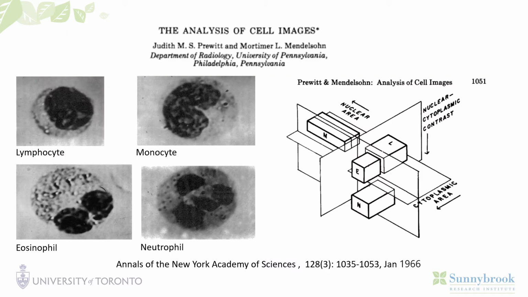So Pruitt was using this approach to determine the difference between lymphocytes, monocytes, neutrophils, and so on, using a few straightforward features such as the nuclear area, the cytoplasmic area, and the contrast between those, and then feeding this feature vector into a standard machine learning algorithm. And this workflow that was used back in 1966 is very similar to a workflow that was still in use some 40 or 50 years later.